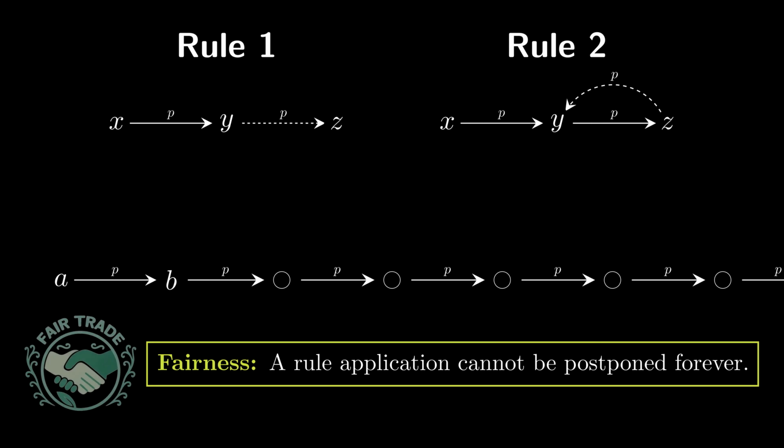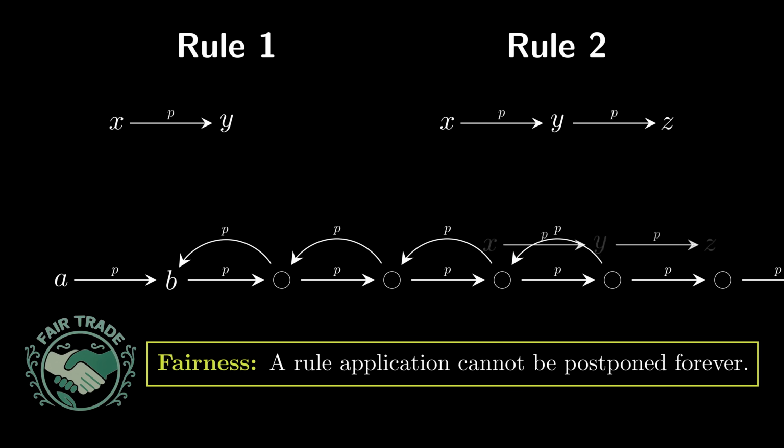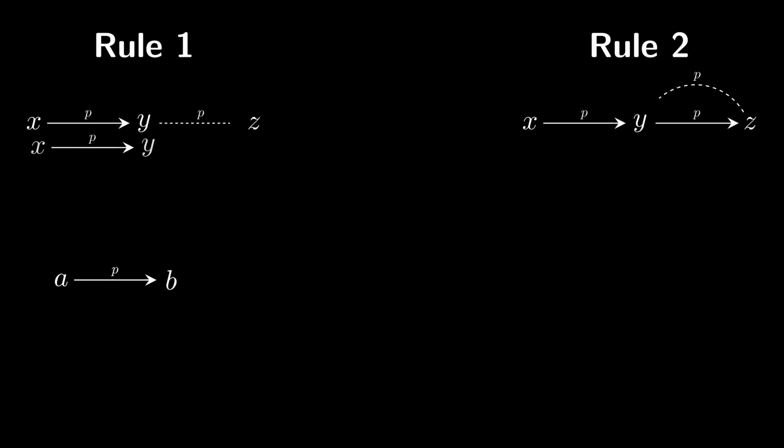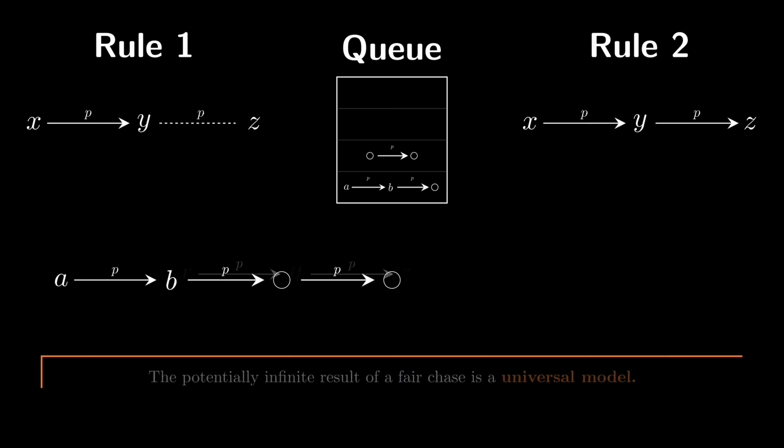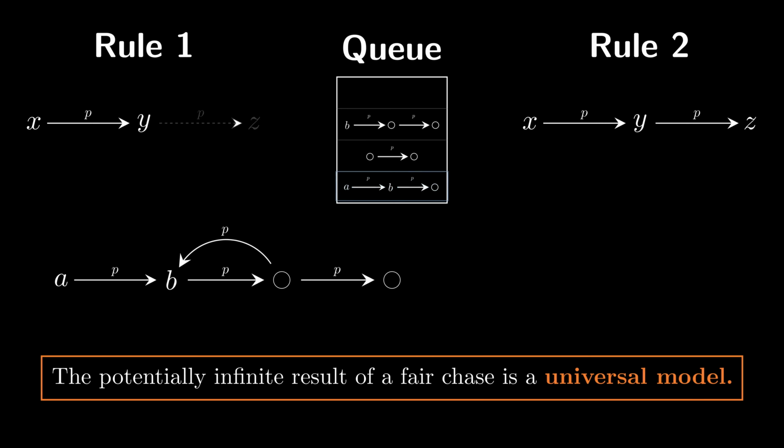You need to be fair, that's it. Do not postpone the application of a rule forever. If a rule is applicable at some point, then you must apply it after finitely many steps. I see. I could, for example, imagine that I place those possible rule applications in a queue, and that I always pick the oldest one at each step. Sure, although you may postpone some applications a little bit if you want, but not forever. A chase sequence that respects this fairness condition will always end up producing a universal model.